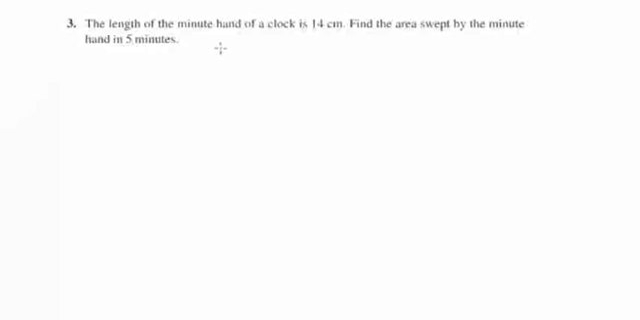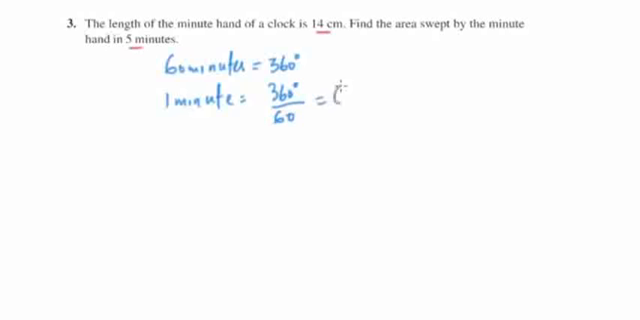Question 3 of this exercise says the length of the minute hand of a clock is 14 centimeter. Find the area swept by the minute hand in 5 minutes. So as we know, the minute hand takes one complete revolution in 60 minutes. So 60 minutes equals 360 degrees. So from here we will find the value for 1 minute. So 1 minute will equal 360 degrees divided by 60, which is the same as 6 degrees. So in 1 minute, the minute hand will move 6 degrees.